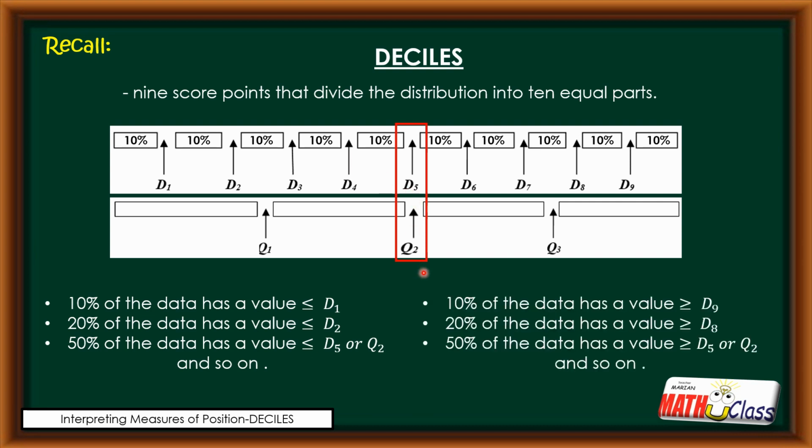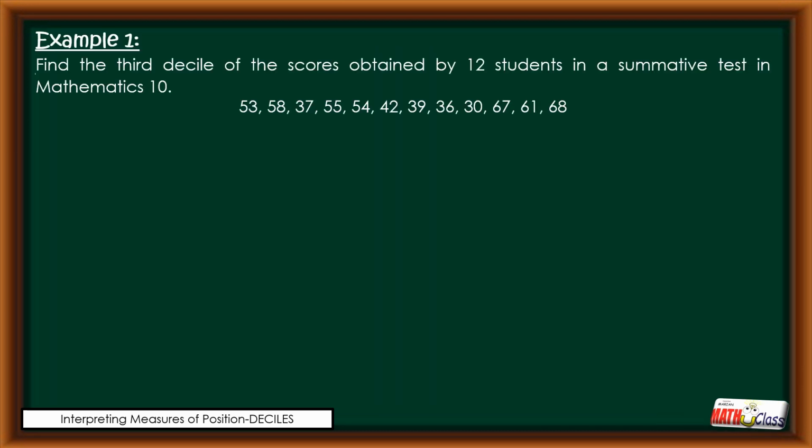On the other way around, we can say that 10% of the data is greater than or equal to the value of D9. 20% of the data is greater than or equal to the value of D8. 50% of the data is greater than or equal to the value of D5 or Q2, and so on. Make sure to understand this part since it is important information needed in interpreting deciles. Now, let us proceed to the first example.